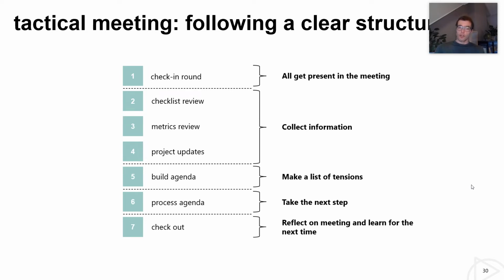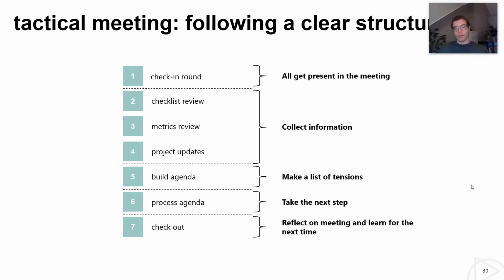At the checkout, you make a quick round again. Most of the time it lasts a minute, 2, 3 minutes, something like that, where everybody can make a short statement to say how they leave the meeting or if they have an idea how to improve the meeting for the next time. That's it. That's what the tactical meeting is about.